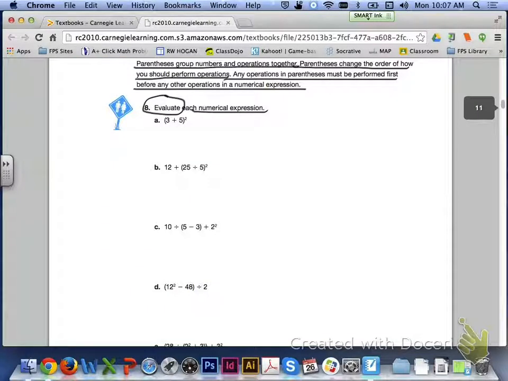Let's take a look at the top of page 469. It says parentheses group numbers and operations together. Parentheses change the order of how you should perform operations. Any operations in parentheses must be performed first before any other operations in a numerical expression. So go ahead and take a look at letter 8. They want you to evaluate each numerical expression. Do letters A through F.